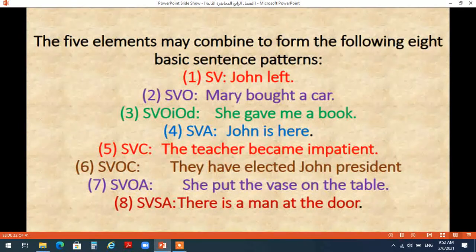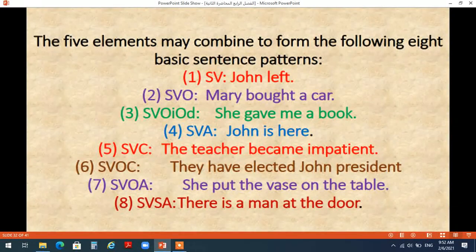For example, John is here. النمط الخامس يتكون من فاعل وفعل وcomplement أو subject complement. The teacher became impatient. إذن became راح يكون هو linking verb و impatient راح يكون subject complement.